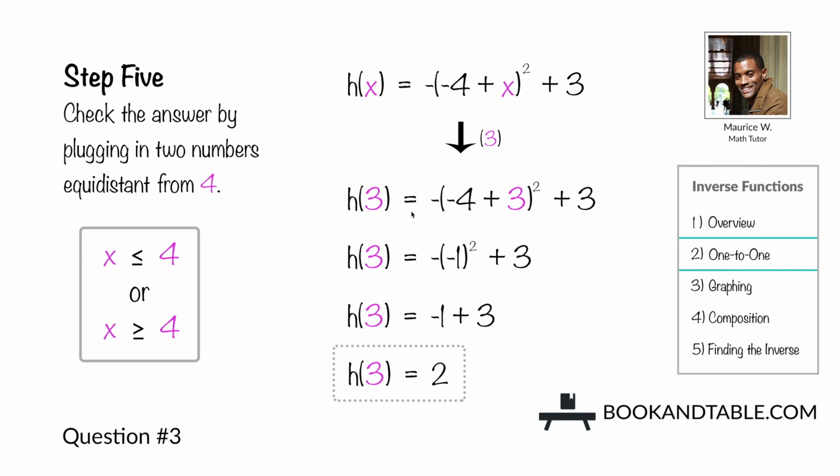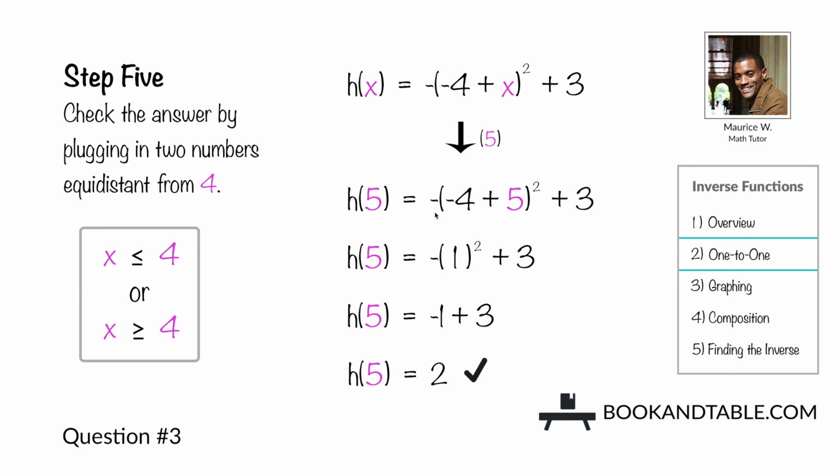h of 3 is equal to negative 1 times (negative 4 plus 3) squared plus 3. Negative 4 plus 3 is negative 1. Negative 1 squared is 1. Negative 1 times 1 is negative 1. Negative 1 plus 3 is positive 2. So h of 3 is equal to 2. So when we plug in 5 for x, we want h of 5 to equal 2 as well.